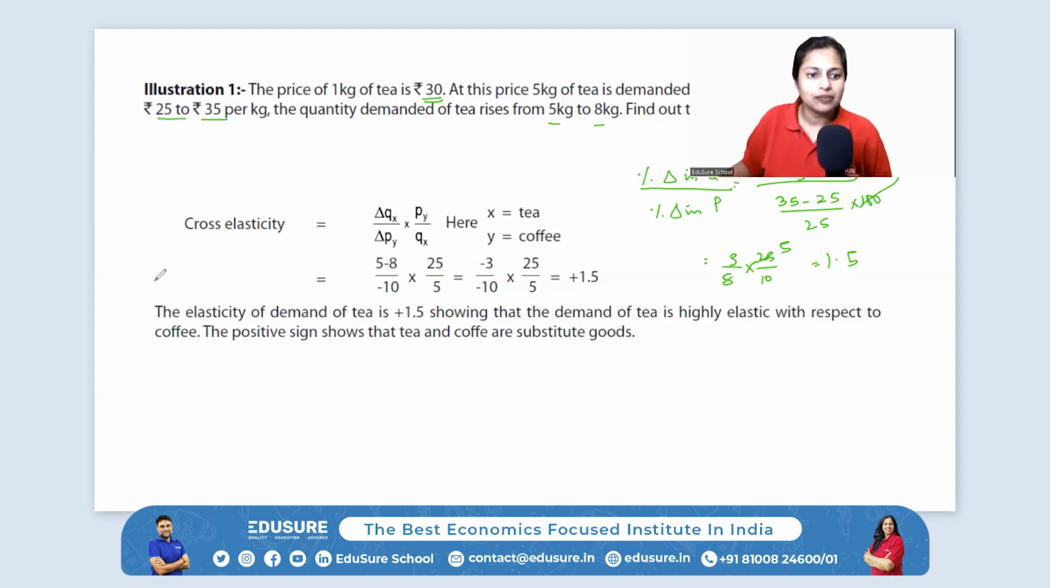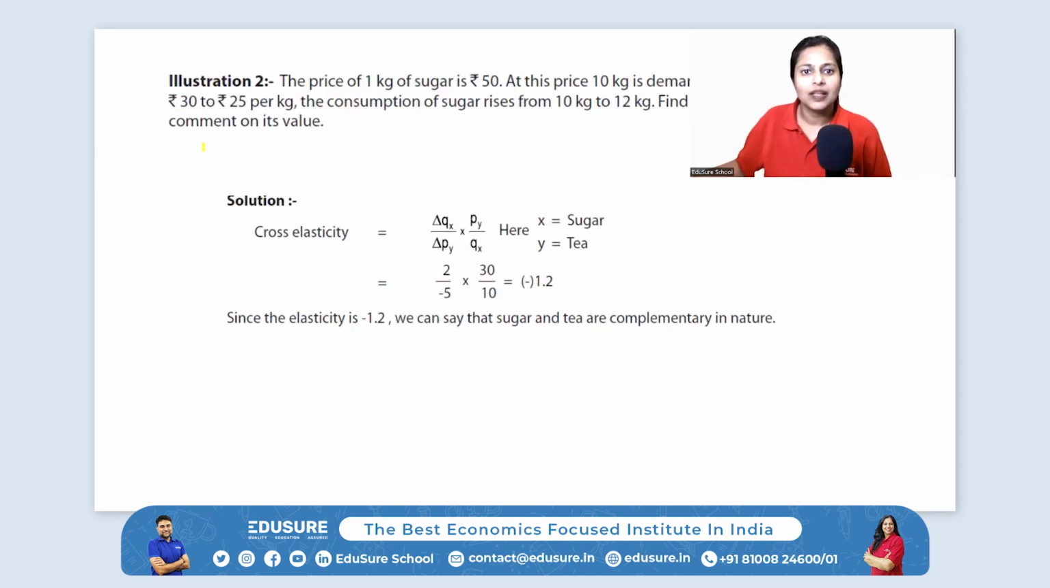Let's do another example. If the price of tea falls from 30 to 25 and the consumption of sugar rises from 10 to 12, then the quantity of sugar rises from 10 to 12. So this is a 20% increase in the quantity of sugar. The price of tea is falling from 30 to 25, so this is about a 1/6 fall. So this is going to be 25 minus 30 by 30 into 100, so 20% over minus 5 by 30 into 100.